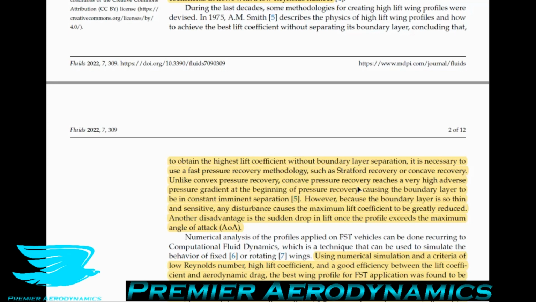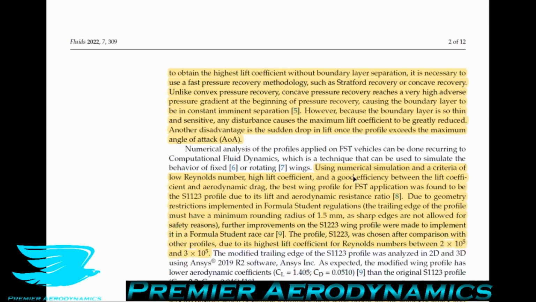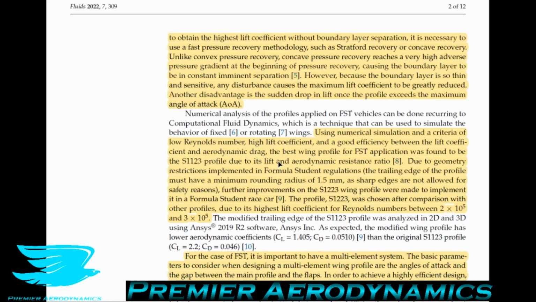So using numerical simulations and criteria of a low Reynolds number, high lift coefficient, and a good efficiency between the lift coefficient and aerodynamic drag, the best wing profile for the Formula Student car was found to be the S1223 profile due to its lift and aerodynamic drag ratio.